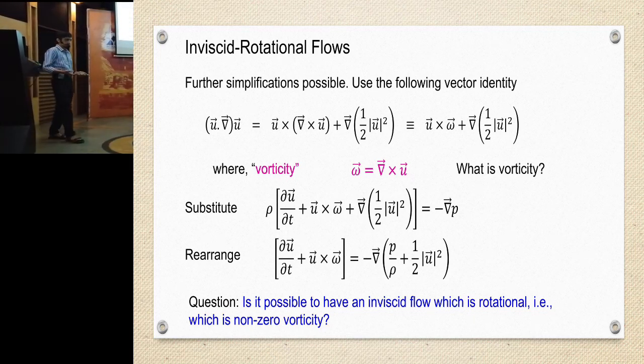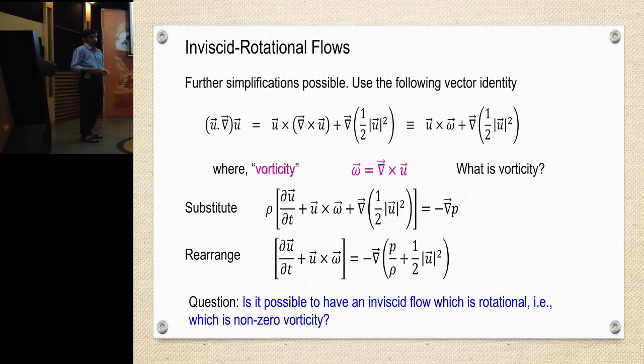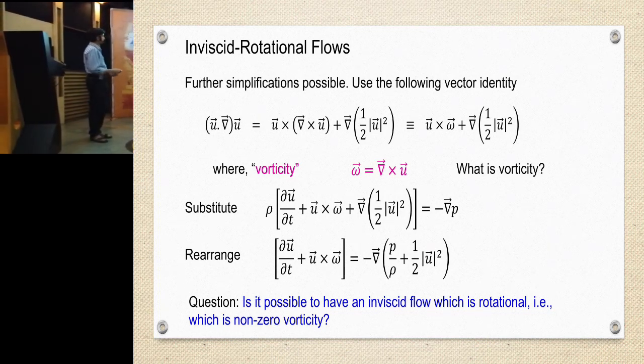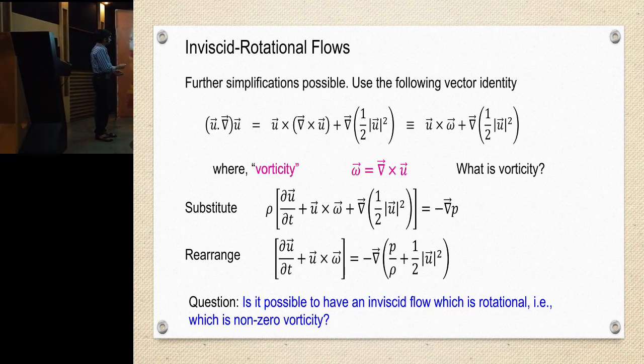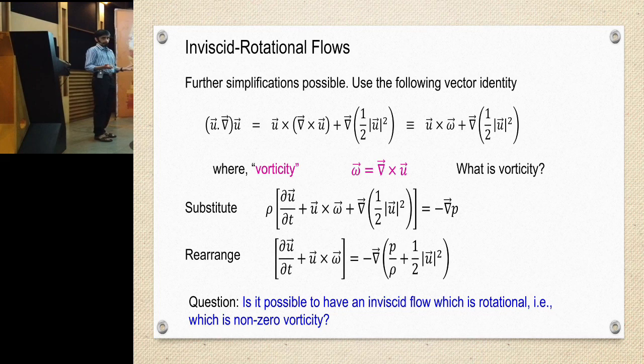Now it's possible to further simplify it, and for that we use a vector identity, which is written here. So this term, the convective acceleration term, actually can be expanded in these two terms. So it's just a vector identity. You don't have to remember it. You can find it in any standard textbook. So this is the curl operator, and it's u dot grad u, which equals grad of u squared by two minus u cross curl of u. This is a cross product, and that's the gradient operator.